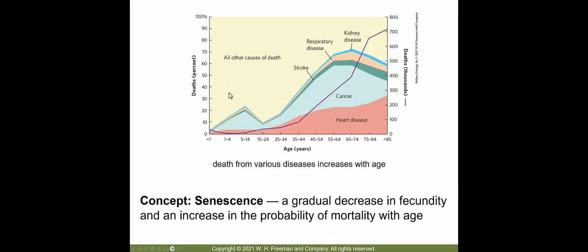This graph is just showing us that as age increases, death from these various diseases also increases. And really that is one of our definitions, or one component of senescence. Senescence says that over a lifetime, as we age, we will see a gradual decrease in our fecundity, so our ability to reproduce, and also a decrease in our survivorship, or an increase in mortality. And we're seeing that here with that increase in mortality.